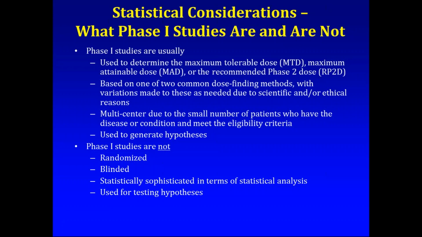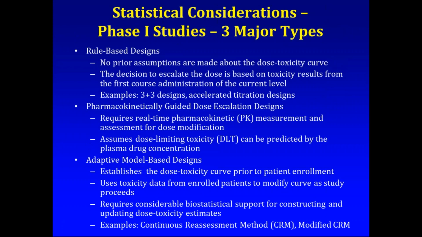And they're not going to be statistically sophisticated in terms of statistical analysis, because as we'll see in a few minutes, what we can do analysis-wise will be very limited. There's 3 major types of phase 1 studies, and those are what I call rule-based designs, pharmacokinetically guided dose escalation designs, and adaptive model-based designs.